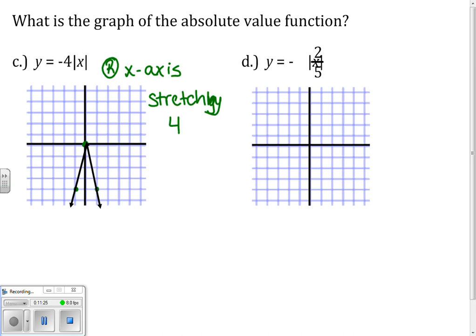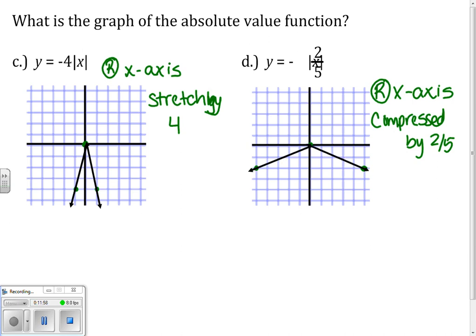Letter D, sorry, there was a little bit of a weird thing going on with the smartboard, but there are two things that are occurring in letter D. We have a reflection in the x-axis because of the negative out front, and a compression by 2/5. And I know that it's a compression because 2/5 is a number between 0 and 1. It has not moved left, right, up, or down, so I'm going to start at the origin. Now I'm going to go down 2/5. Go back to the vertex, go down 2/5. So you'll notice this one is considerably flatter, or fatter, whichever way you want to look at it, than the last one, because it's a compression. Stretches are skinny, compressions are fat.